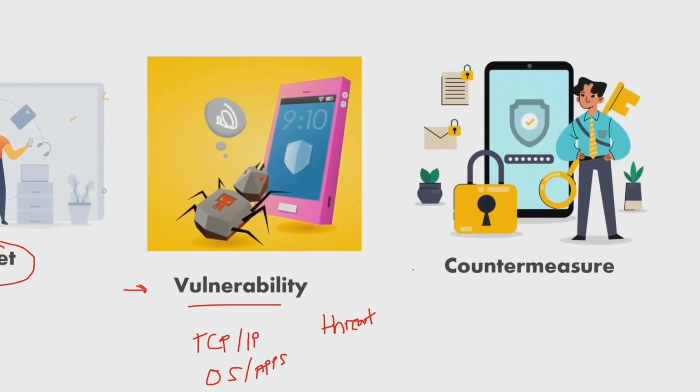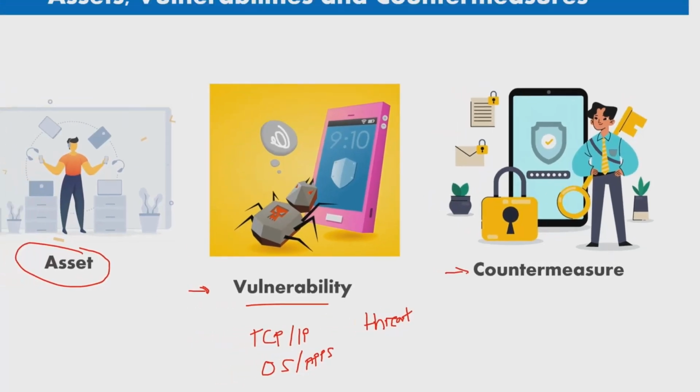The third important principle is countermeasure. A countermeasure is a safeguard that reduces the risk of an occurrence. A countermeasure reduces the likelihood of a threat agent successfully exploiting the risk by either eliminating or reducing the vulnerability.